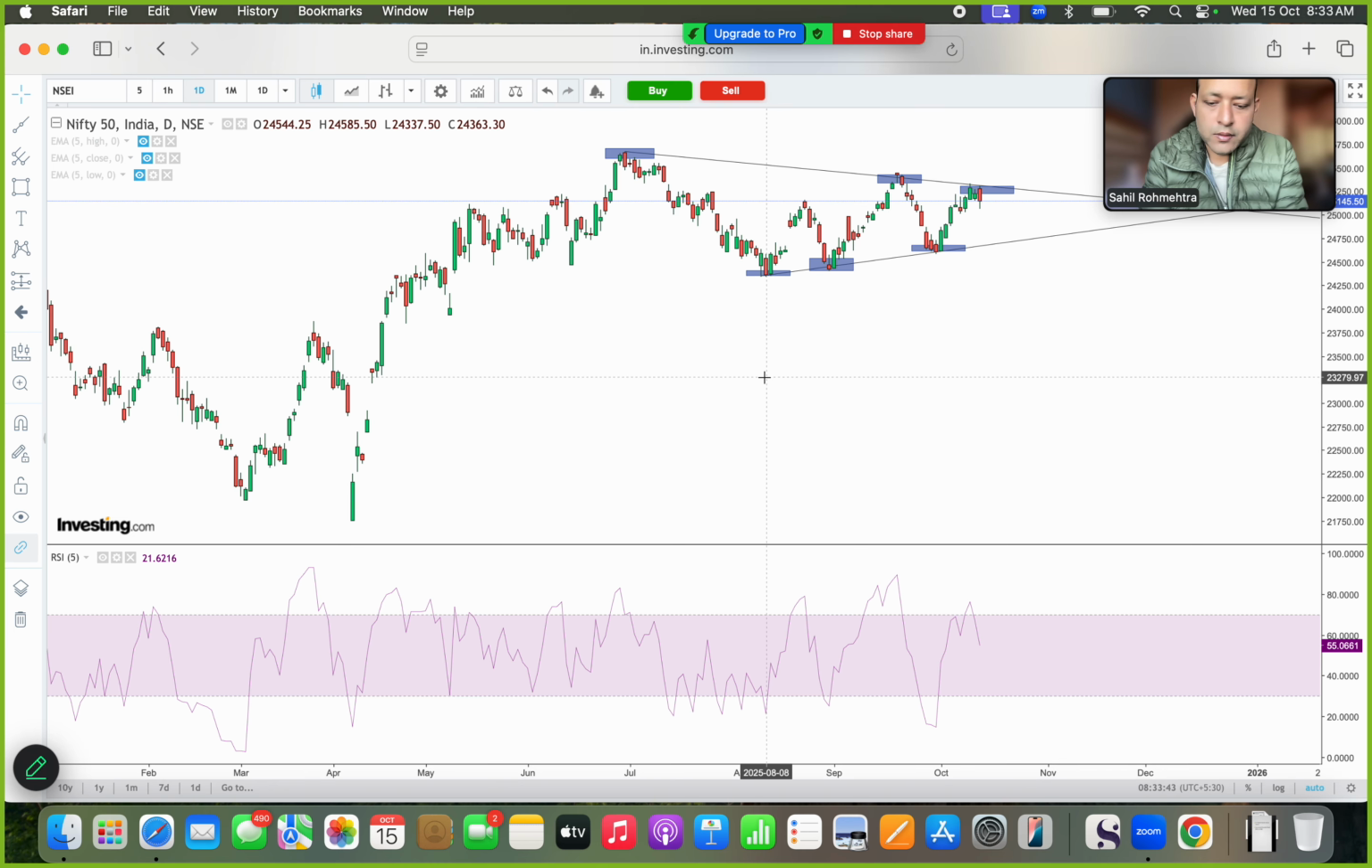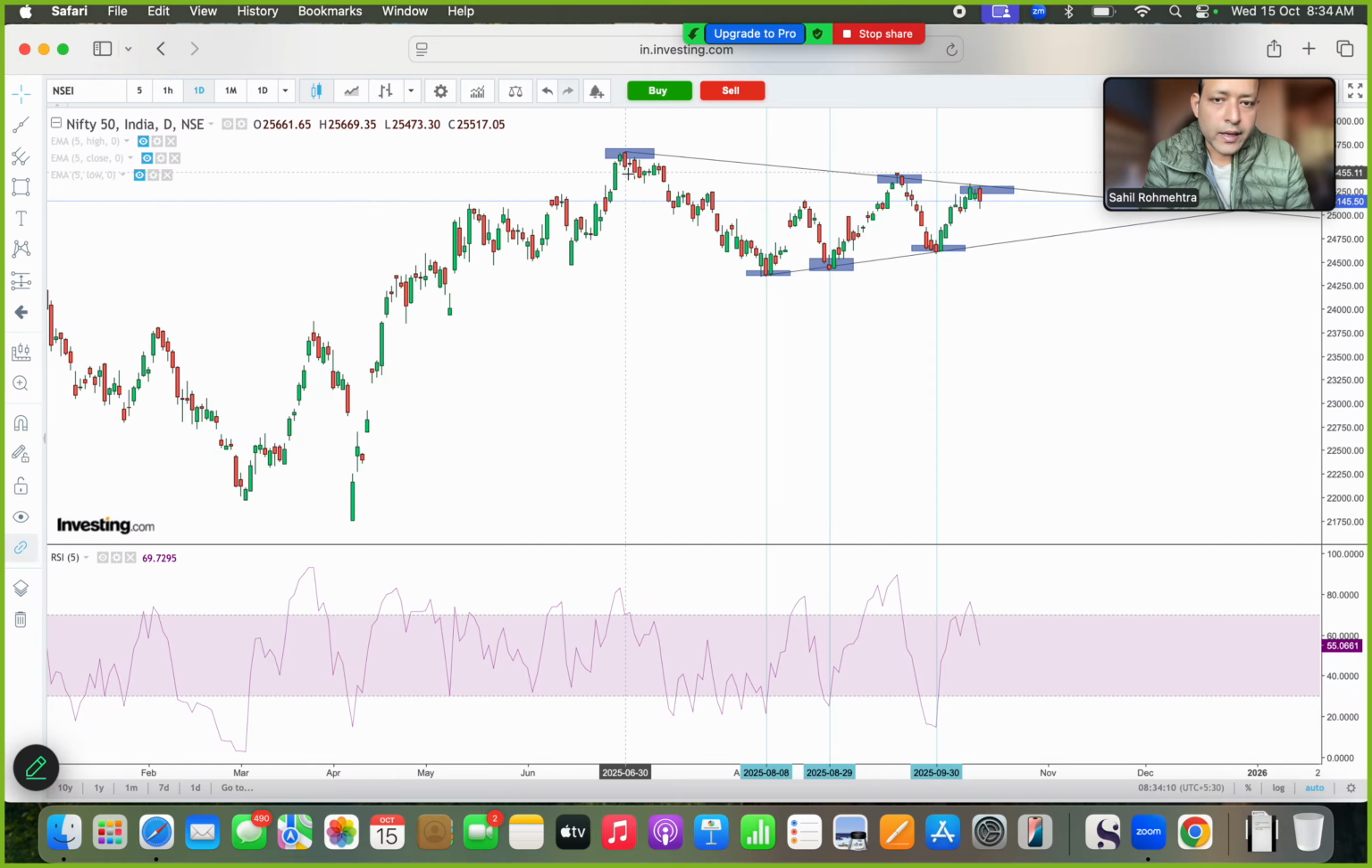If you see, I'll just mark this with a vertical line and this with a vertical line. You will note that this perfectly coincides with a highly oversold RSI. Similarly here, I can mark this as well as this, and this will also coincide with a perfectly oversold RSI. Same thing here, mark this as well as this, and we will again have a perfectly oversold RSI.